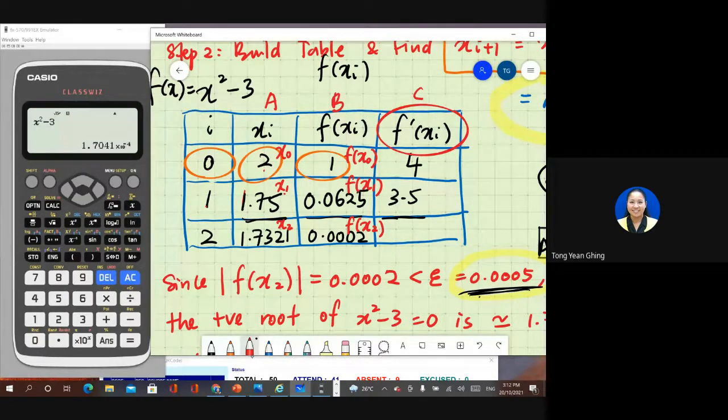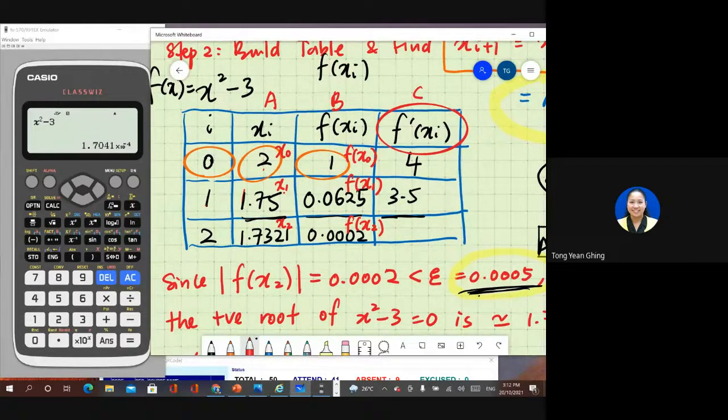So fx means fx0. When I substitute into this formula, X is replaced with X0, that means replaced with 2. When I press calculate and put 2, then I get the answer 1. So that's why I put 1 here. Okay?